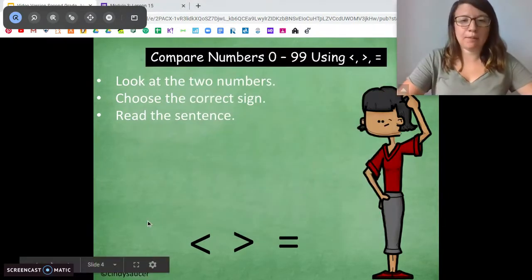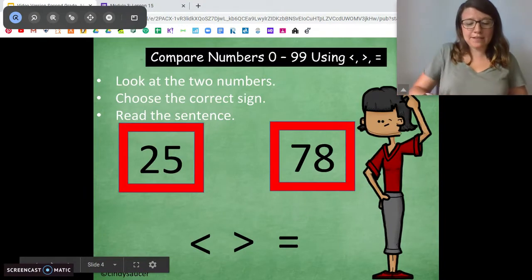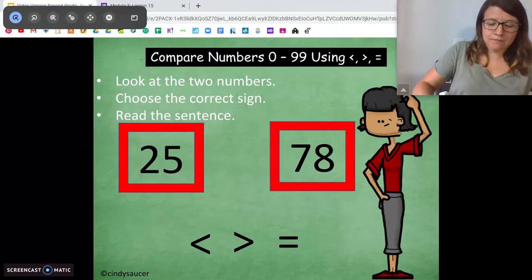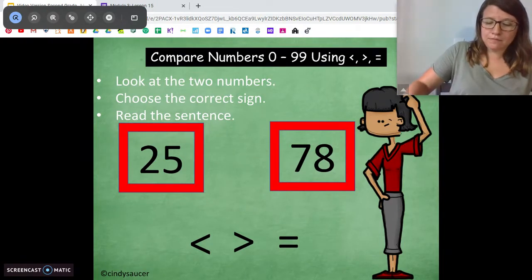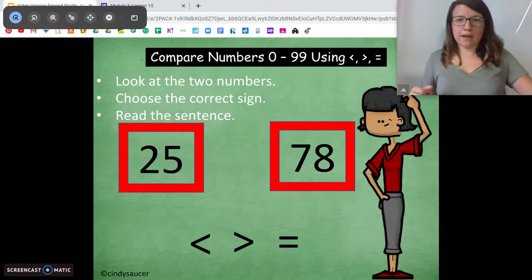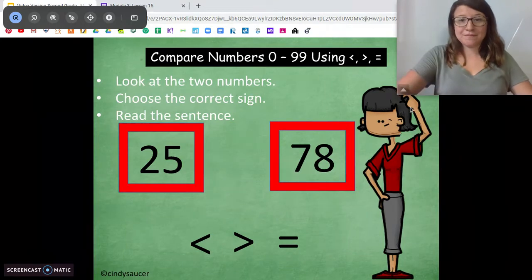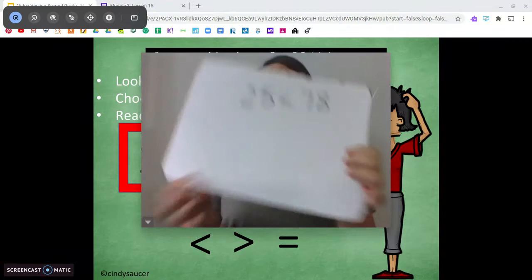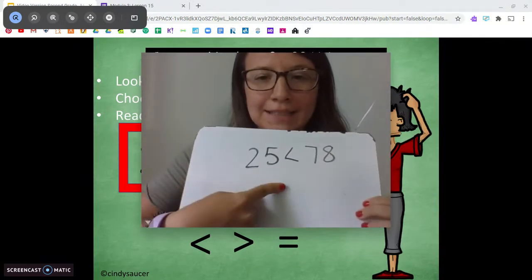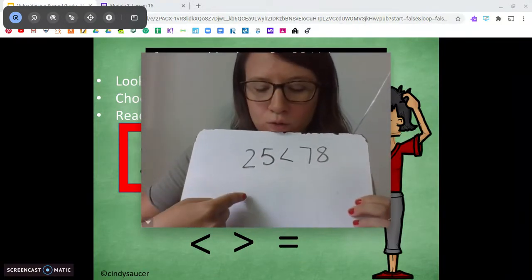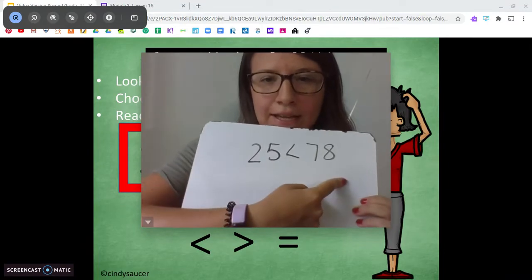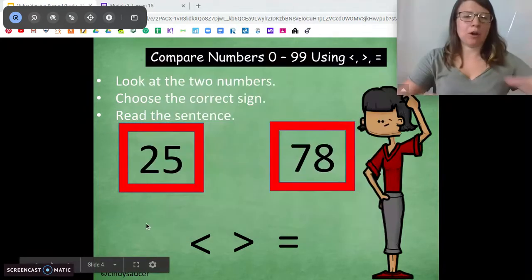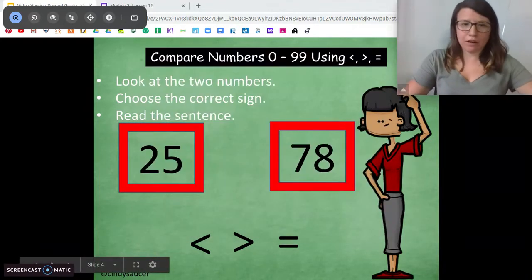You're going to write the next one on your paper too. Compare 25 and 78. Go ahead and do that on your papers now. Pause, come back when you're ready. Got it? So let's read that sentence. We should have 25 is less than 78. Thumbs up if you got that. Good job. Remember, our mouth is open to the 78 because it's the larger number.